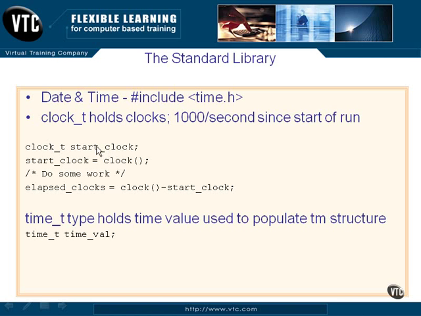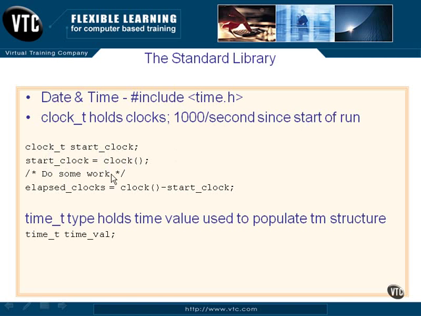Here, for example, if we want to time a simple program, we could pick up a start clock, create a variable called start_clock, and it's of type clock_t, and then somewhere in our code we would say that start_clock equals clock(). That's the function, one of them defined in time.h, which will return the number of clock cycles since the start of our run. That goes into start_clock.